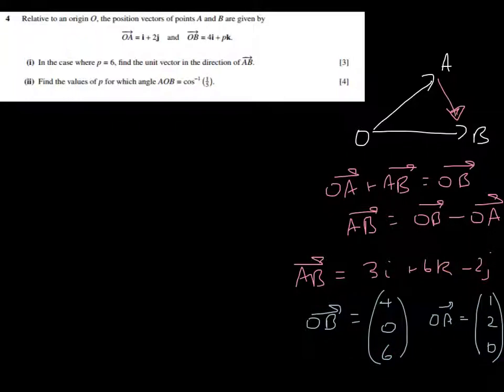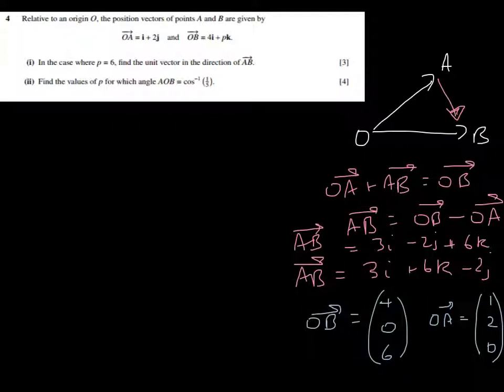Sorry, had a bit of a pause there for a second because I realised I've written these in not alphabetical order. So it should be 3i minus 2j plus 6k. Let's just tie that up now. 3i minus 2j plus 6k. So that's our vector AB. Cool. So that's the first part.